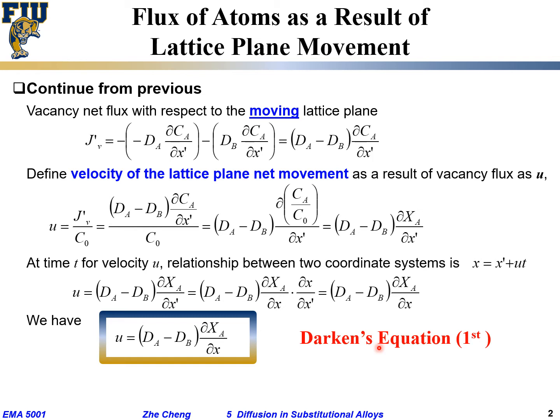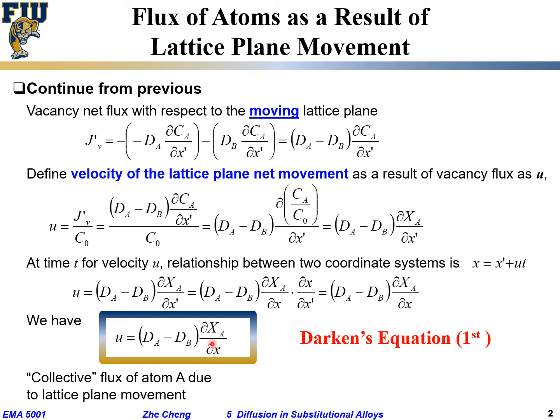The first Darken's equation. Again, when dA equals dB, based on this equation, what does it mean? 0. That moving lattice doesn't really move, it has 0 velocity if they are diffusing in an equal fashion. Make sense? Okay. And what this means is this velocity is the collective flux of atoms due to this lattice plane movement. Remember that lattice plane is moving at this velocity.